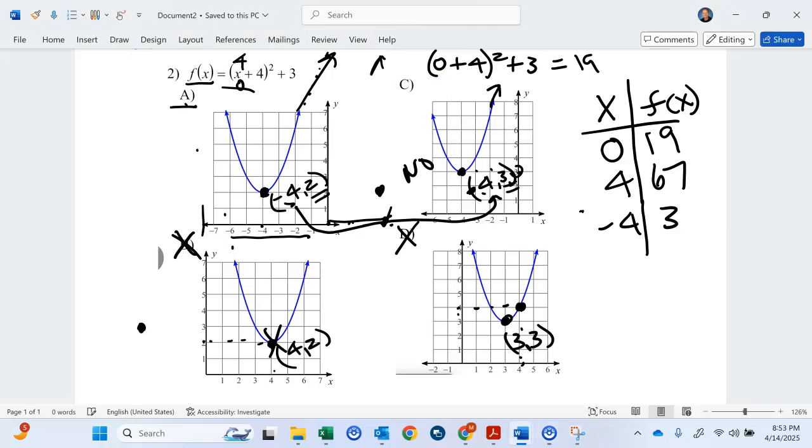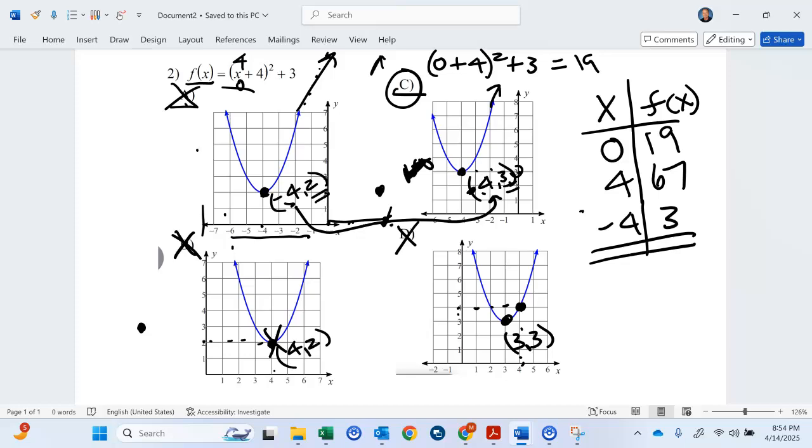Okay, so let's check A and C, the ones that are remaining. When it's negative 4, it should be 3. This one is negative 4, 2, so no. So A is wrong. Let me just make sure C is correct. Negative 4, 3. Yeah, so C is correct. So here you go. We had to try 3 choices, but hopefully you get some strategies now.